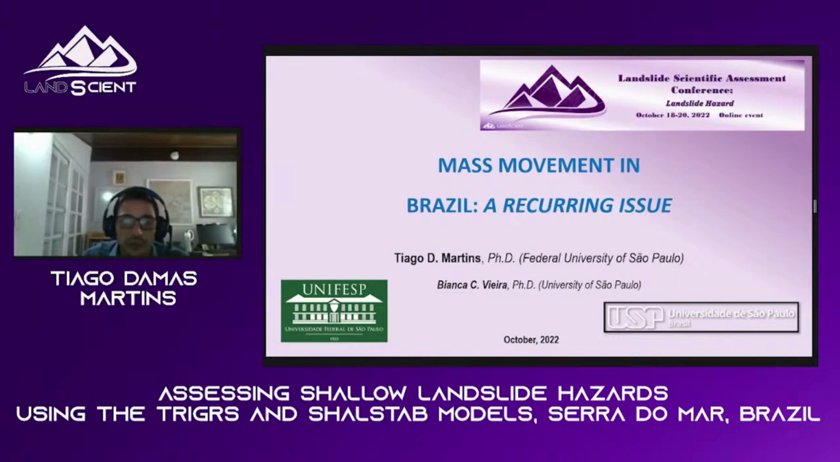And this issue has brought everybody a lot of attention because of the damage it causes every year. So first, I will present to you some pictures of this recurring issue in Brazil, and after that we'll present a brief about the paper published a few years ago that has Bianca as first author.